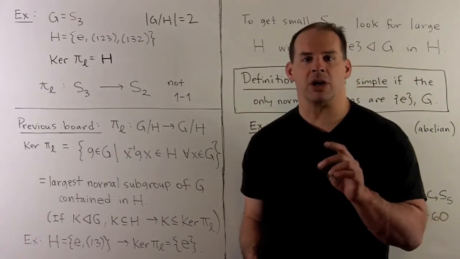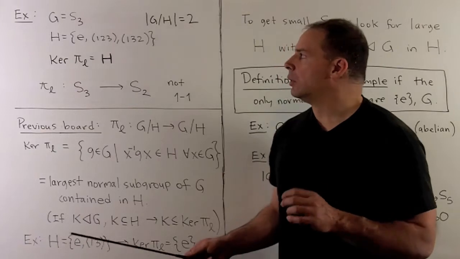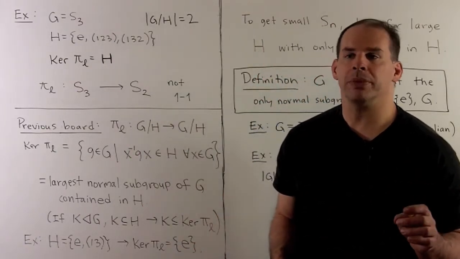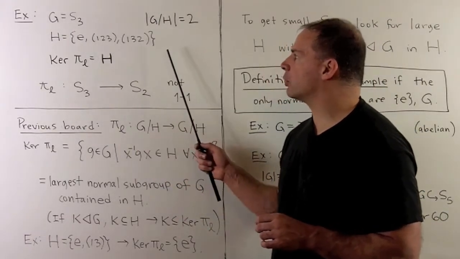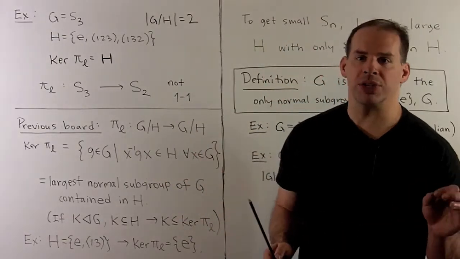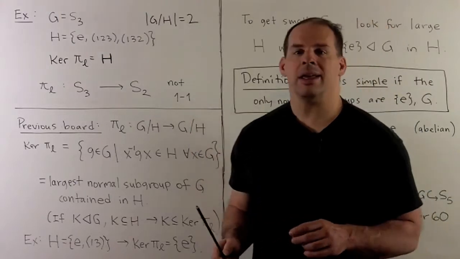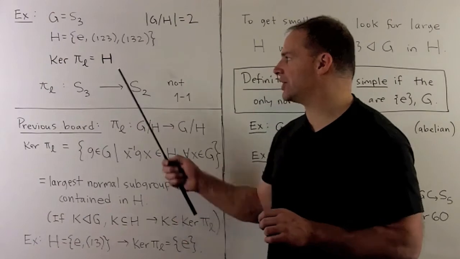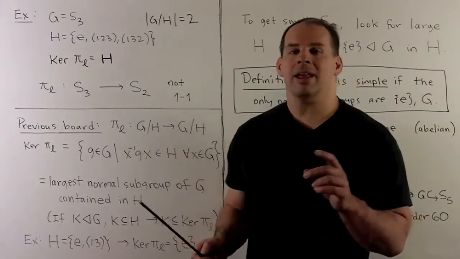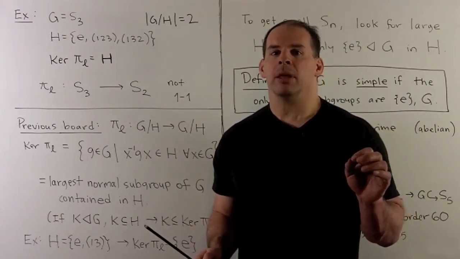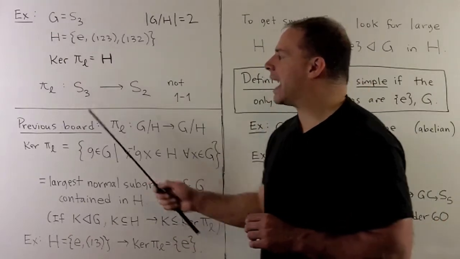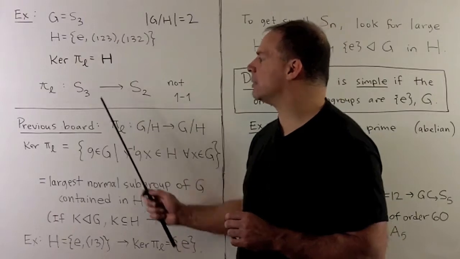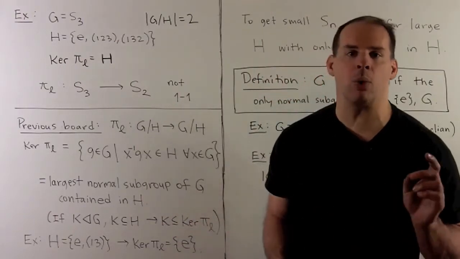For an example with a non-trivial kernel, let G be equal to S3, the symmetry group of an equilateral triangle. I'll let H be the rotation subgroup. So we have 2 cosets. If we reason as on the previous board, the kernel of pi is equal to H itself. Now, that says pi is not 1 to 1, but we could see that directly. So pi is going to carry S3 to S2, and if we count, we have 6 elements here, 2 elements here, so not 1 to 1.